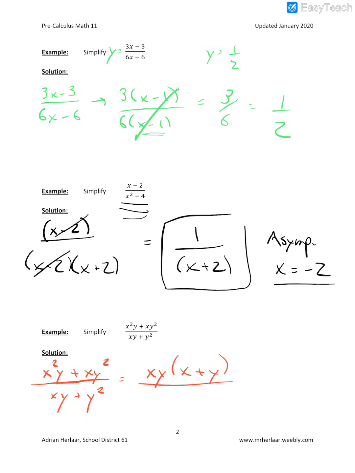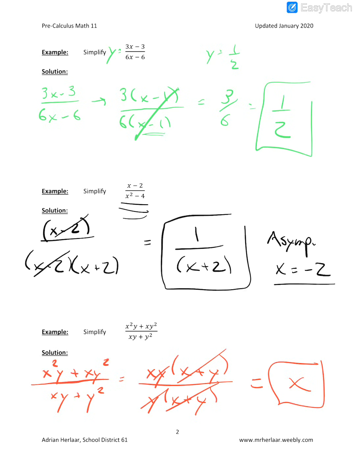On the bottom, factor out a y. And you're left with x plus y. So cancel, cancel, cancel, cancel. What are we left with? Just x. So those are our simplified forms. So that is what we're pushing towards right now.